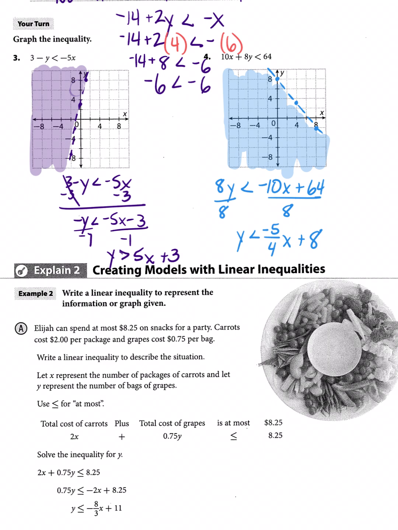Again, if we were looking at that point (0, 0), 0 would be below, and then (0, 10) would be above. So we want to shade below the line.